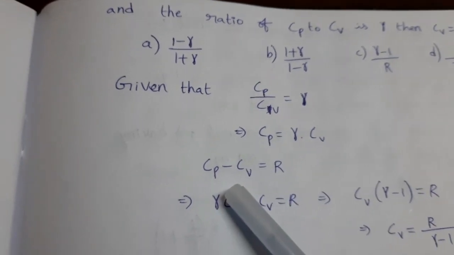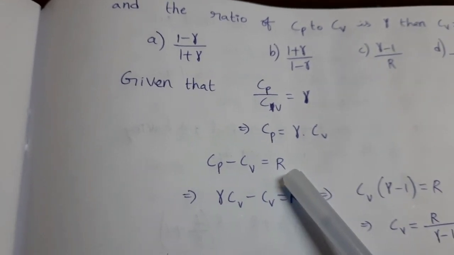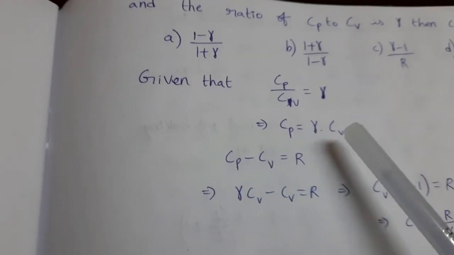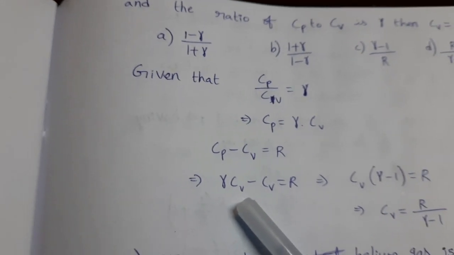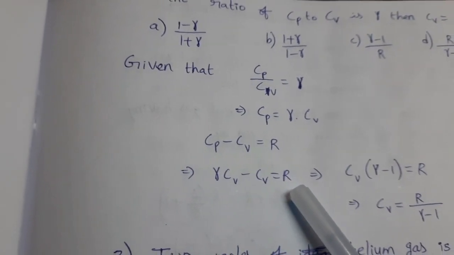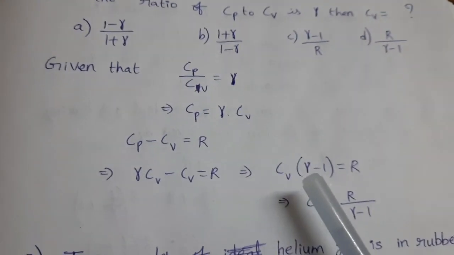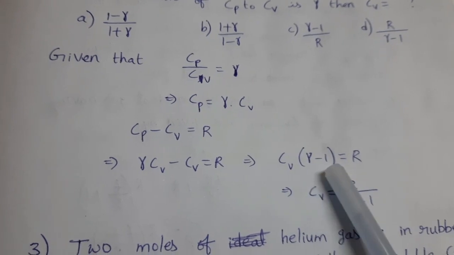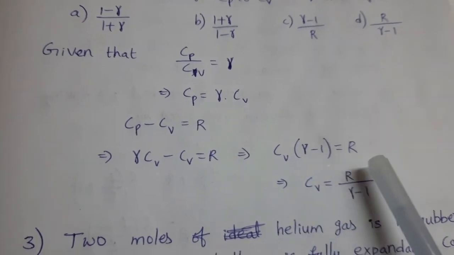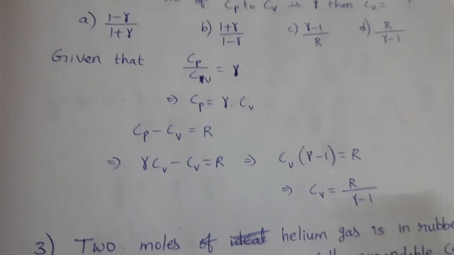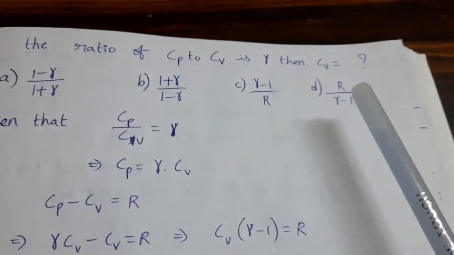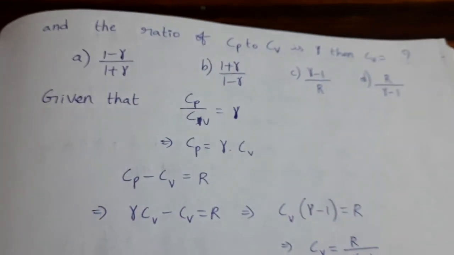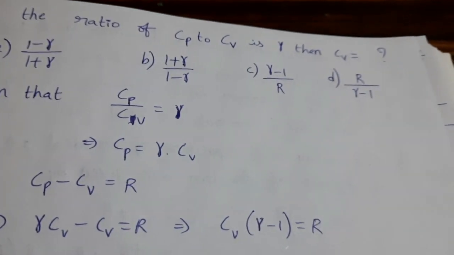Now take this relation, CP minus CV equal to R. In place of CP, can we write this one? So substitute this, gamma into CV minus CV equal to R. By taking CV as common, we can get CV into gamma minus 1 equal to R, CV equal to R divided by gamma minus 1. So what is the option? Option D is the answer. Okay, see this, option D is the answer.